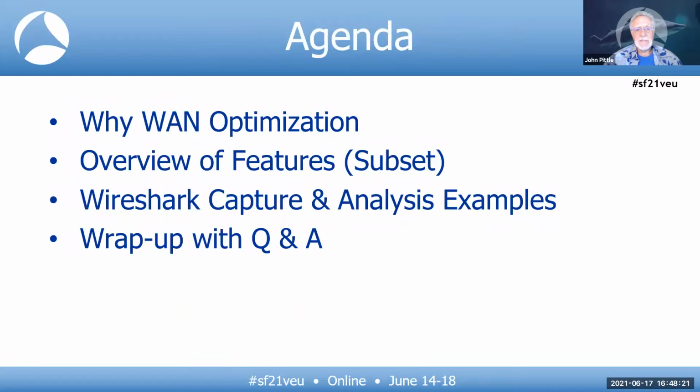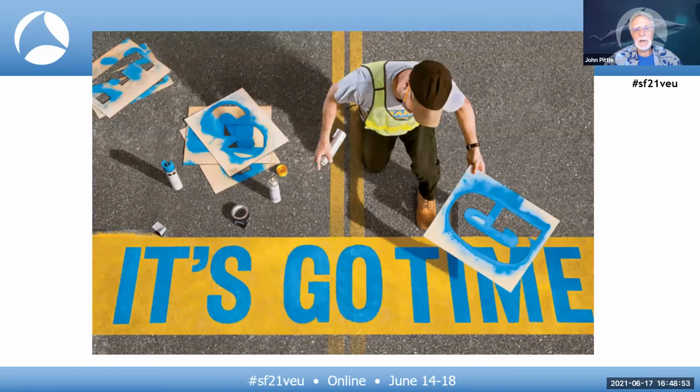Here's our agenda. The first two bullets will go pretty quickly: why WAN op, and an overview of features. It really will just be a subset. I would ask that you take a look at the virtual US session from last year to see the full landscape of features. After that, we're going to jump into Wireshark samples and look at some analysis examples, and then we'll wrap up with Q&A. So here it is. It's time to get started.